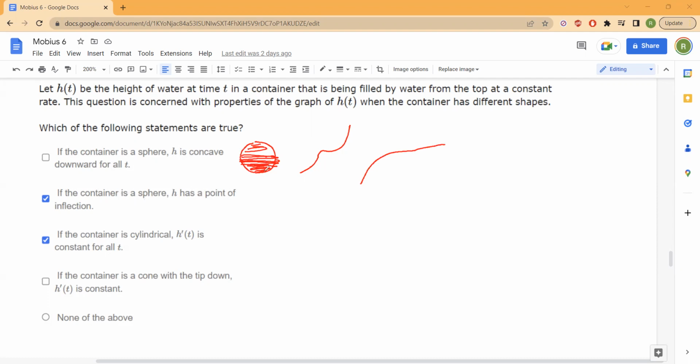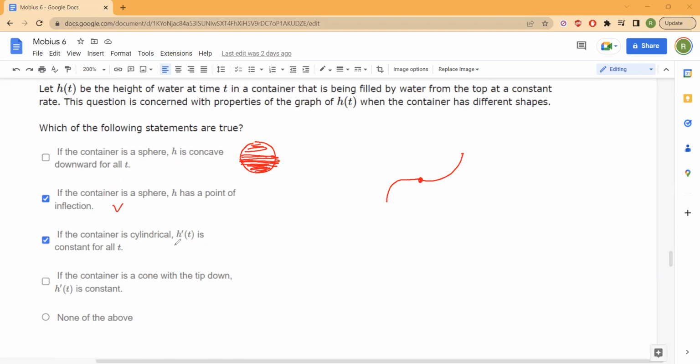Okay, if the container is a sphere, h has a point of inflection. Just as we saw, it starts filling up quickly and then it slows down, and then from the slowing down it goes back up. This is a poor picture. This would be a better one. As we see, it fills up quickly and then it slows down and then it speeds up again. Right over here, we would get a point of inflection. So this one is true.